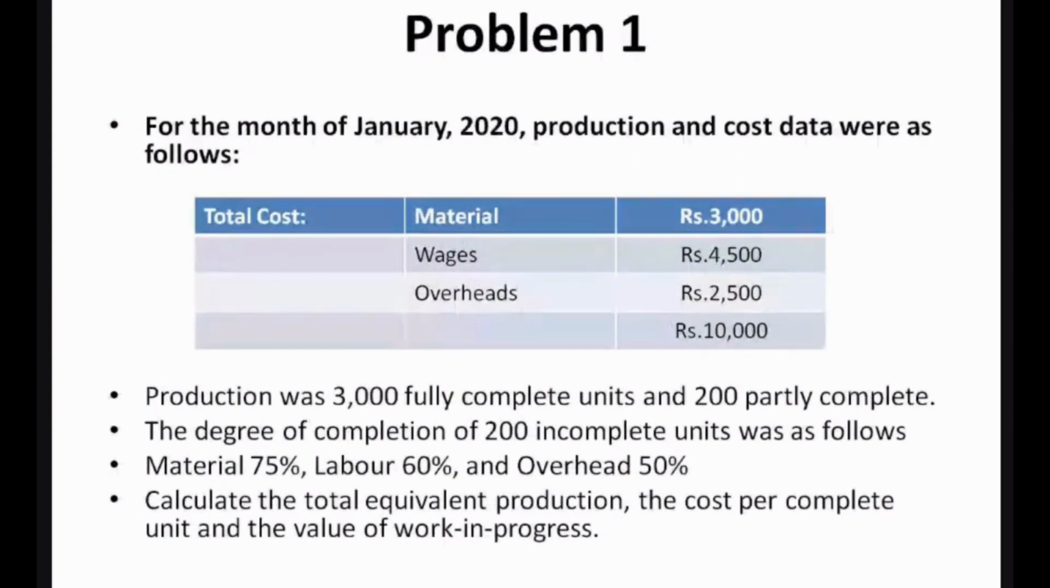Okay, so this is the problem for the month of January 2020. Production is this, and these are the detailed information about the cost: material, wages, and overheads. Total cost is 10,000, and production was 3000 fully completed units and 200 partly completed units. The degree of completion of 200 incomplete units was as follows: material 75%, labor 60%, and overhead 50%. Calculate the cost equivalent production, cost per unit, per completed unit, and value of work in progress.